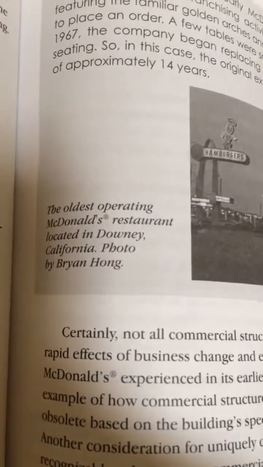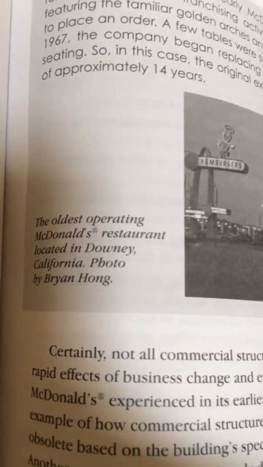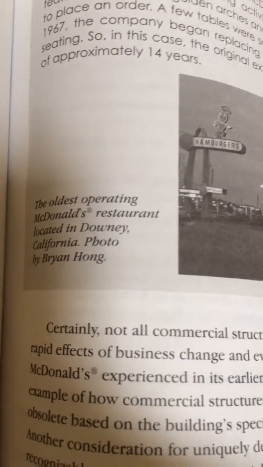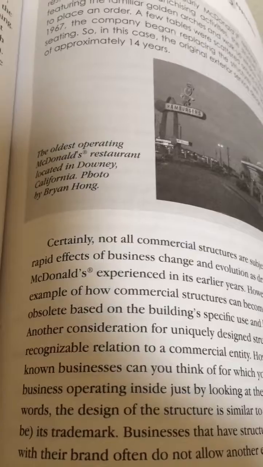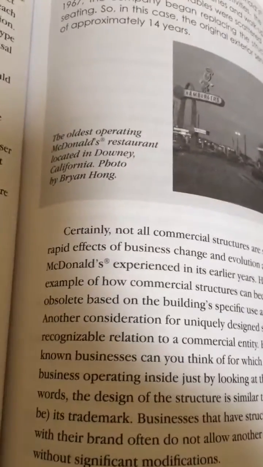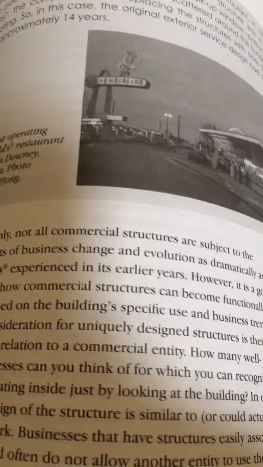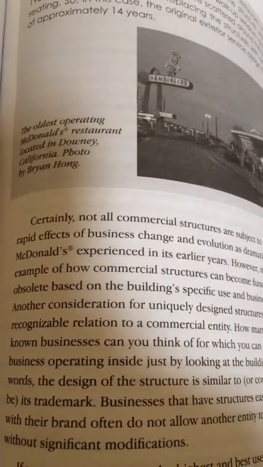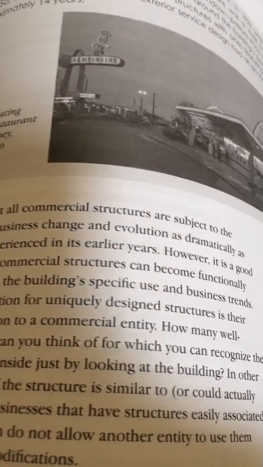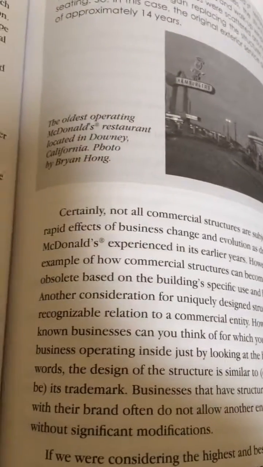The oldest operating McDonald's restaurant, located in Downey, California, photo by Brian Hong. Certainly not all commercial structures are subject to the rapid effects of business change and evolution as dramatically as McDonald's experienced in its earlier years. However, it is a good example of how commercial structures can become functionally obsolete based on the building's specific use and business trends.